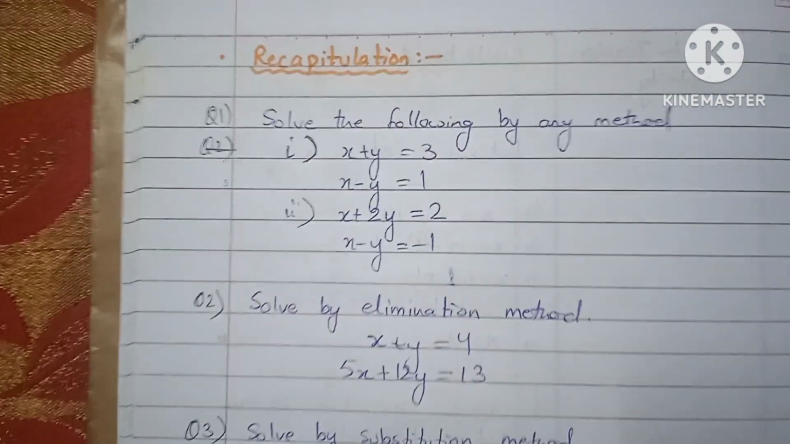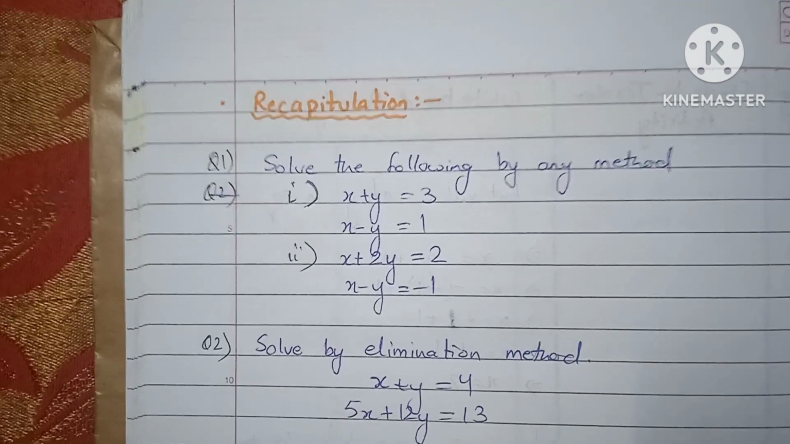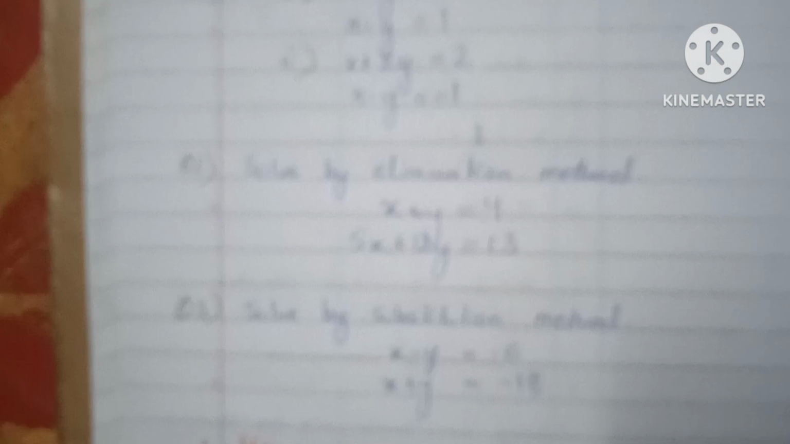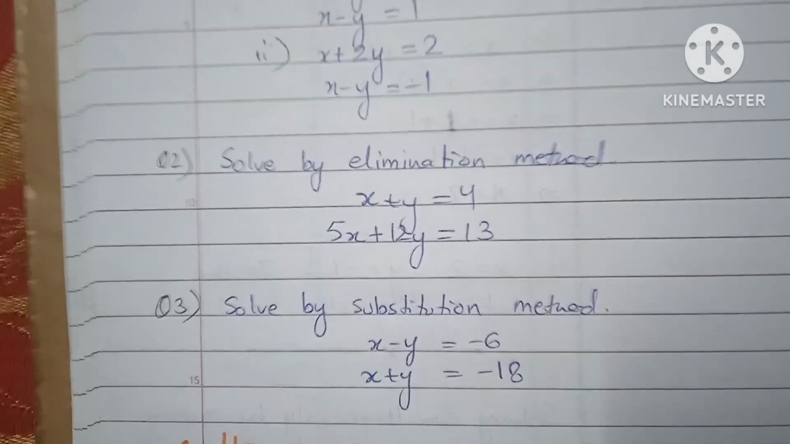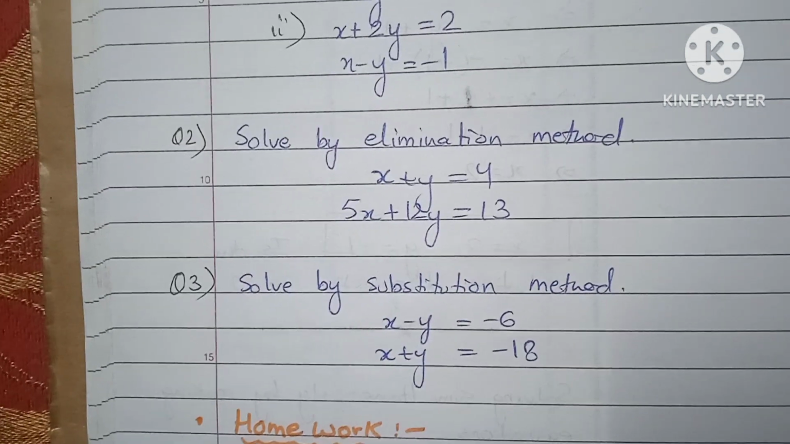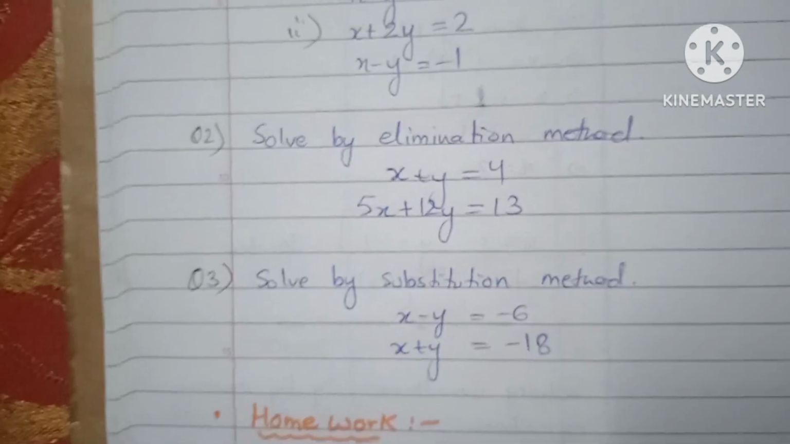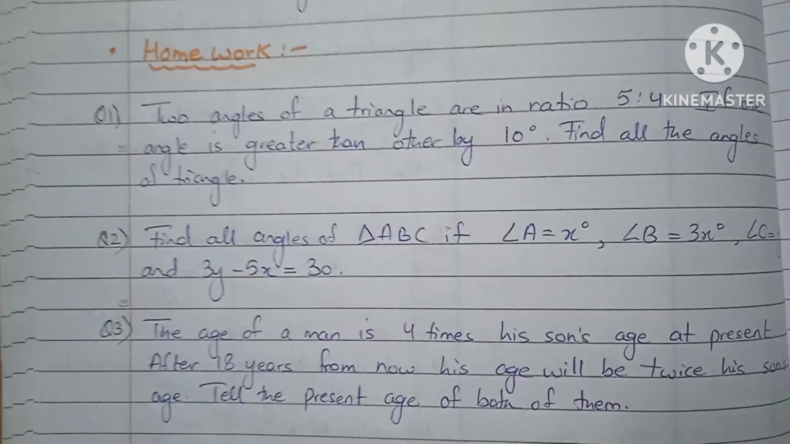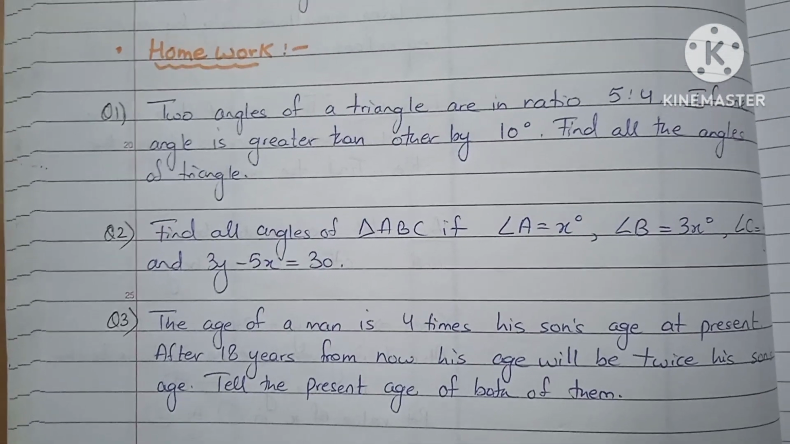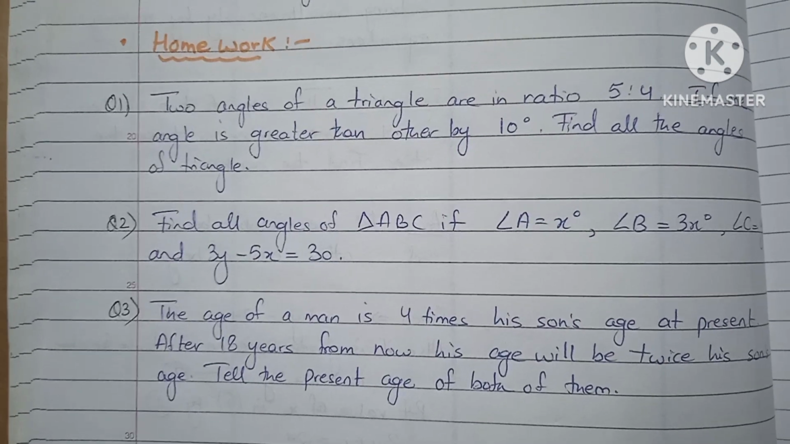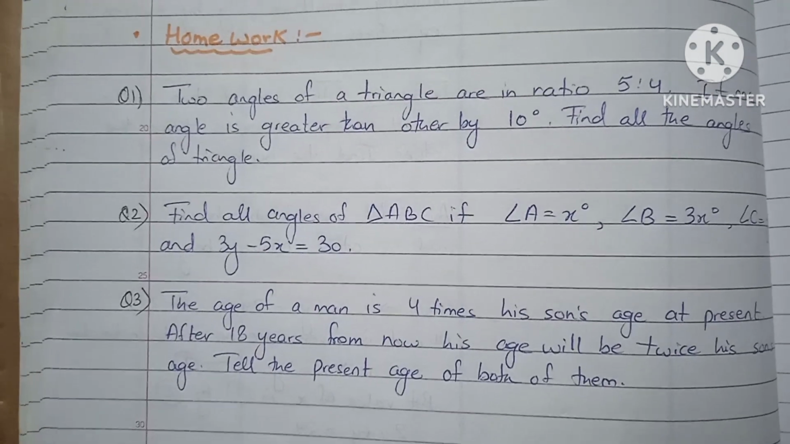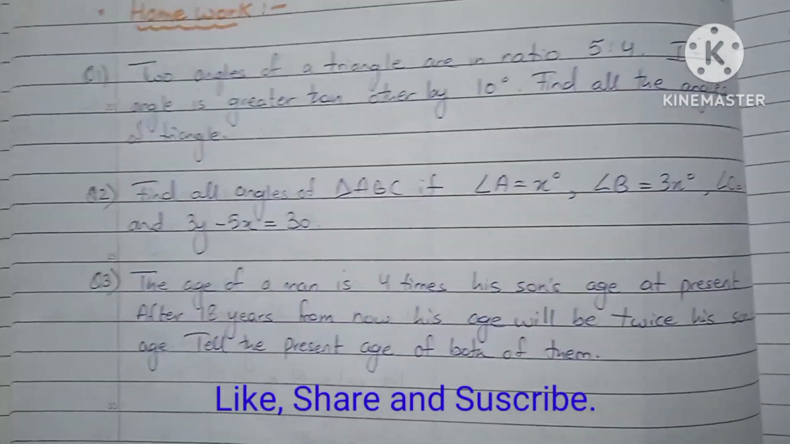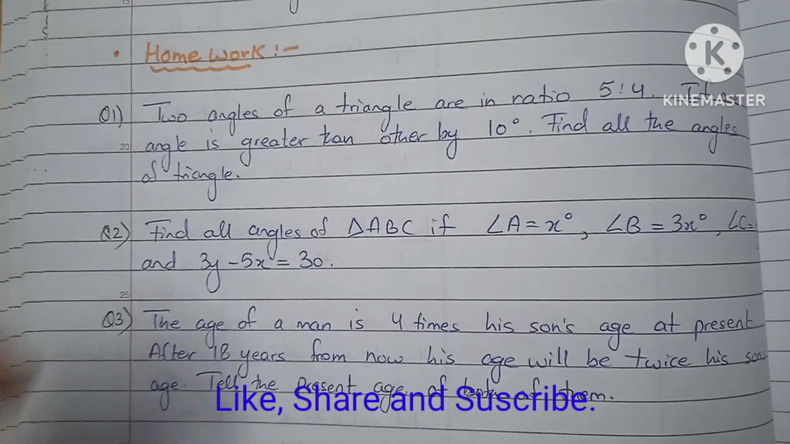Now for recapitulation, teacher gives the following question, solve the following by any method. Then she gives the other one which is solved by elimination method, and one question to solve by substitution method. In homework, teacher gives the following questions. Two angles of a triangle are in the ratio 5:4. If one angle is greater than the other by 10 degrees, find all the angles. Similarly, she gives question 2 and 3. That's all for this chapter. Thank you everyone.